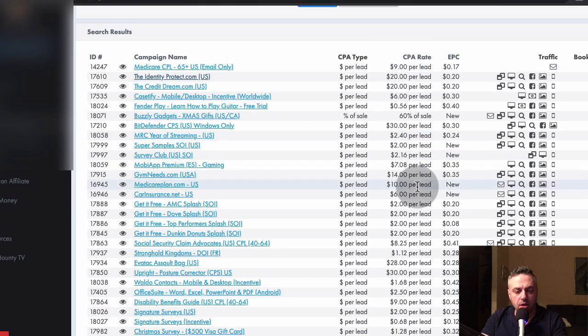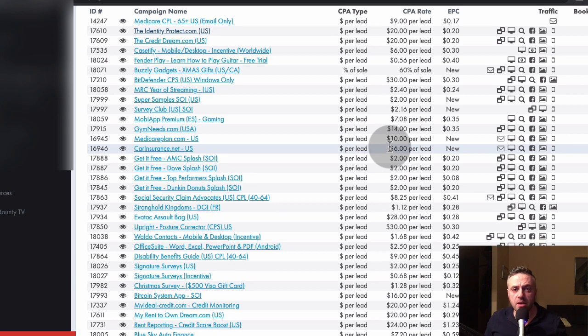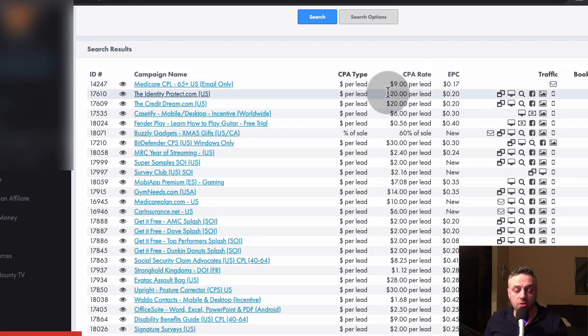All right, guys. So here I am in my MaxBounty campaign search screen, and I'm looking at offers. Now if you look at the CPA rate column, whenever you see offers that pay you a fairly small amount, so that could be under $1, maybe up to $5, in some cases a little bit more, that means the person doesn't really need to sign up for a trial. They don't need to buy anything. They just need to give their information. So this could be an email, their address, a zip code, or anything like that.